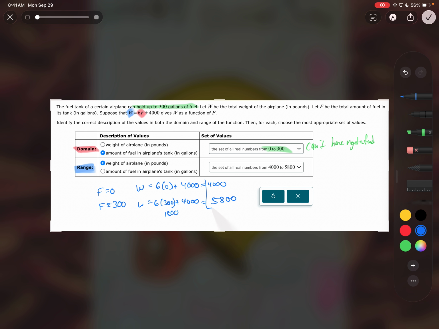So I know since the fuel is limited to 0 to 300, my weight is going to be between 4,000 and 5,800 because I have a set number for my fuel tank. So I can plug those in and figure out what my minimum and maximum weight would be.